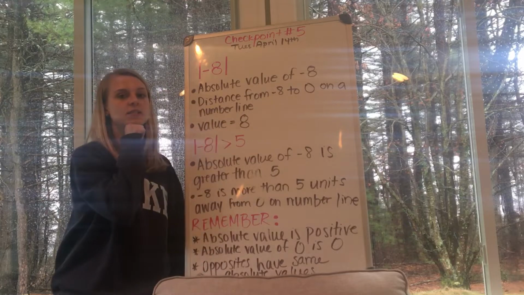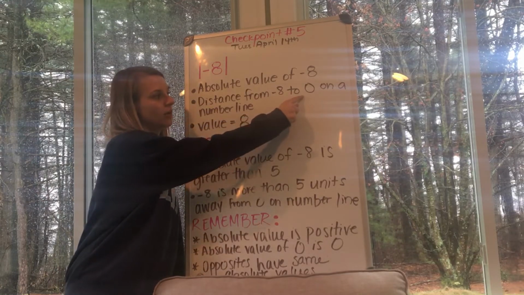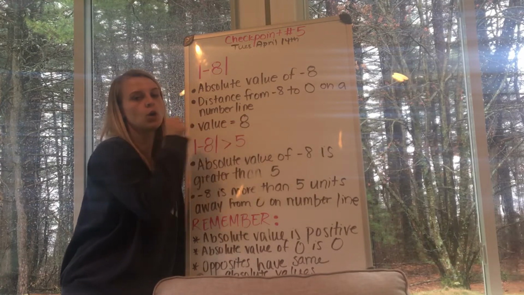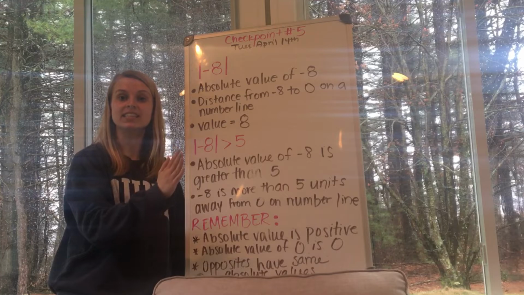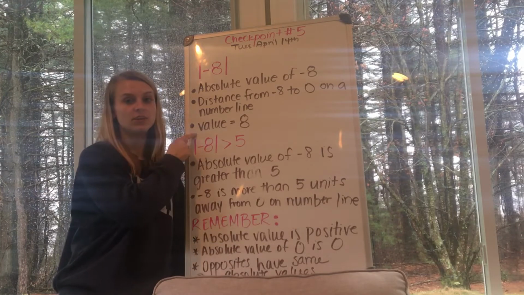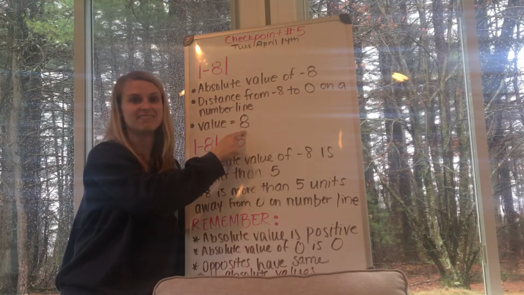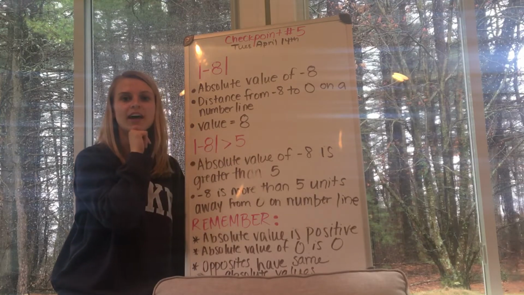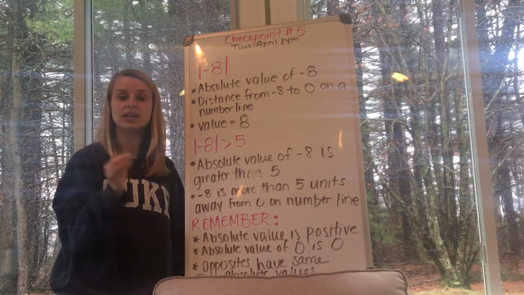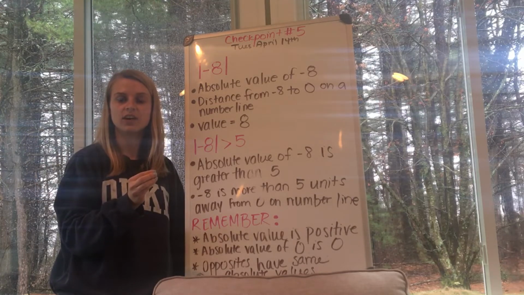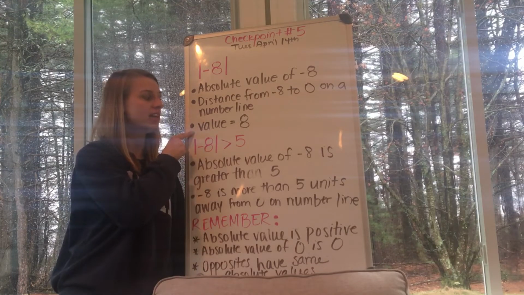In this case, it is the distance from -8 to 0 on a number line. We know that -8 is 8 units to the left. So the value of the absolute value of -8 is going to be 8. The absolute value of -8 is 8 units to the left, 8 units from 0. So the absolute value of -8 is 8.